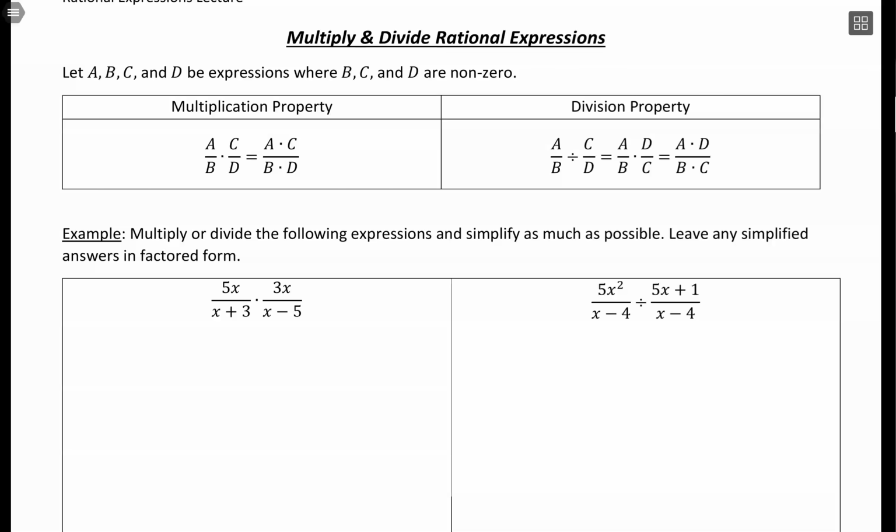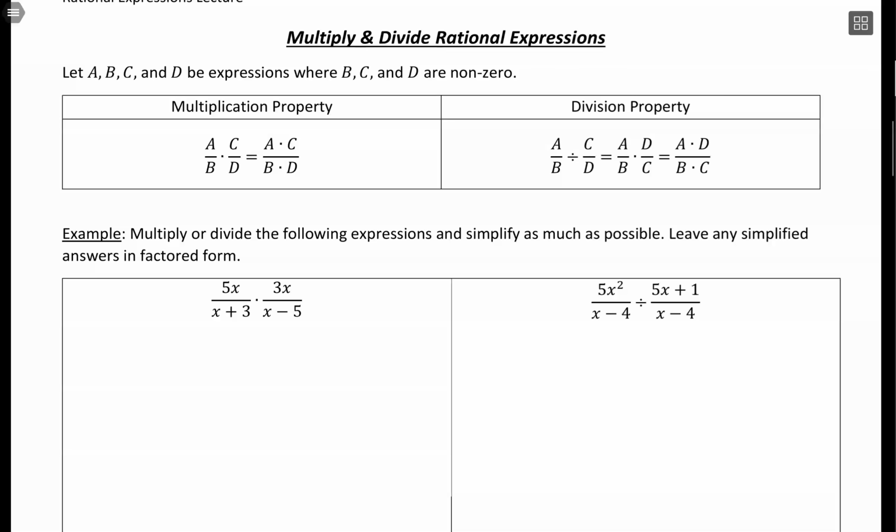Multiplying and dividing rational expressions is exactly like what we did with fractions, like if there were numbers. So now we're seeing our variable pop up, and we'll have this idea of factoring so that we can cancel out expressions. So with the multiplication property, if you have two rational expressions multiplying each other, you multiply the numerators, multiply the denominators. And then what we can do is look for any common factors.